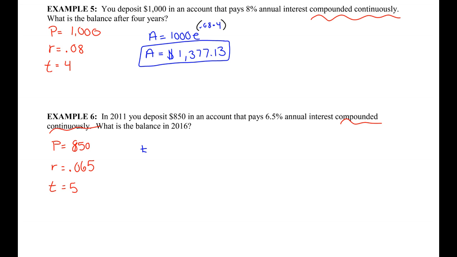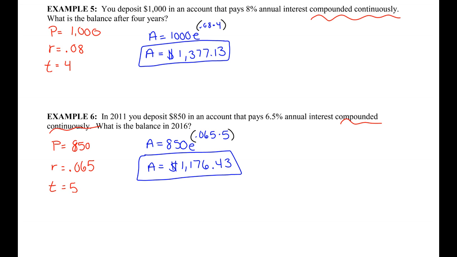So we get A is equal to $850 times e raised to the power of 0.065 times 5. Again, putting that in parentheses as you plug it in your calculator. You should get an answer of $1,176.43. We will answer all other questions together tomorrow in class.